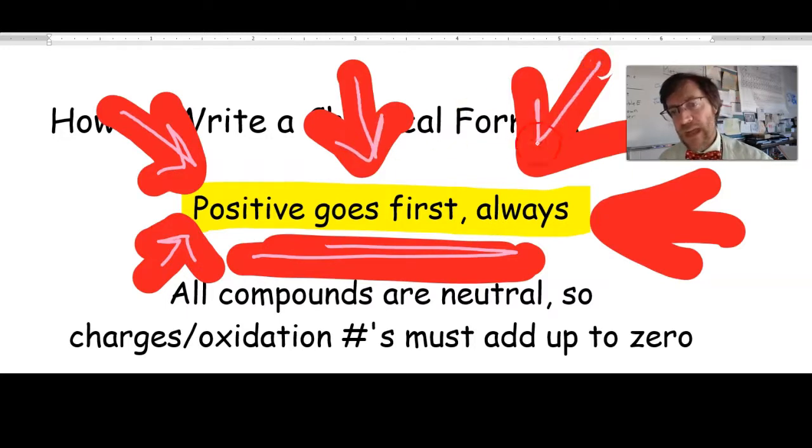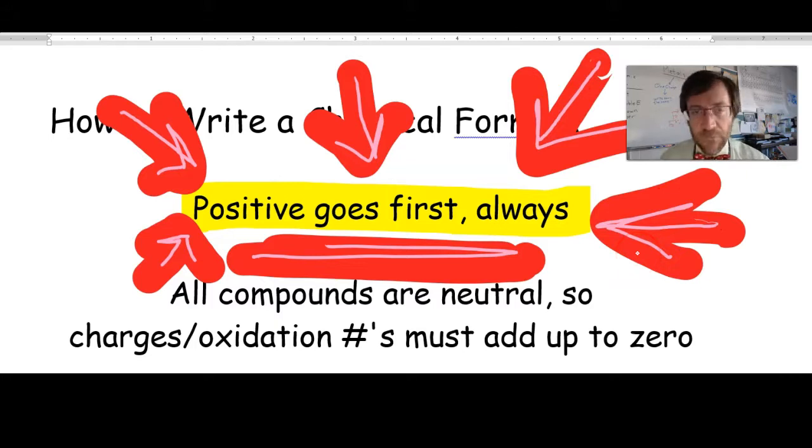Which one is first? The positive one. Hey, Stu, how often does the positive one go first? Every time. Which one is positive? The first one. How do I know which one's positive, which one's negative? The first one is positive. Am I making myself clear? Okay. All right. I hope so.